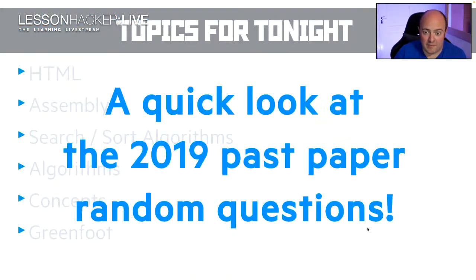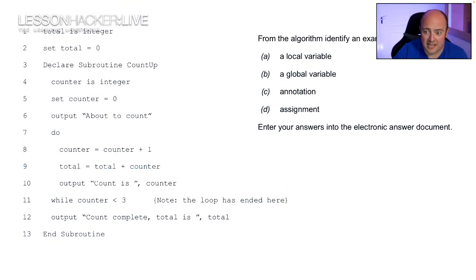So, topics done. But before we go, last 10 minutes, I want to have a quick look at the random questions on the 2019 past paper to show you what they were like. Here was a question that was worth 4 marks. And the question basically says, look at this code on the left and identify a line of code for a local variable and a global variable.